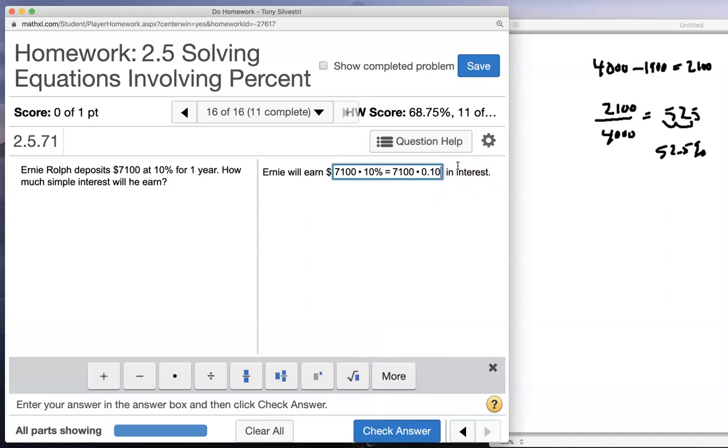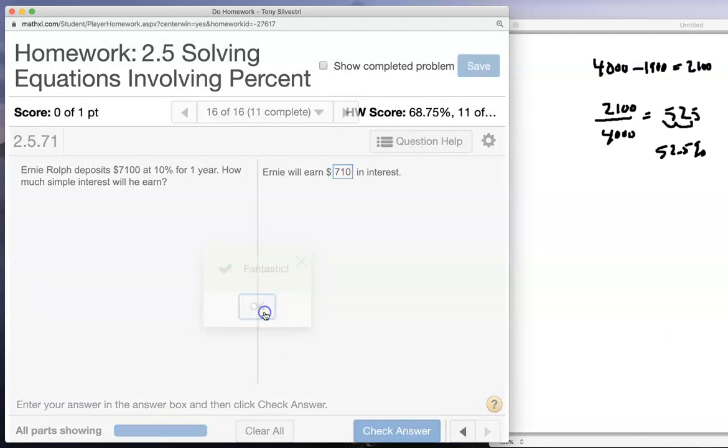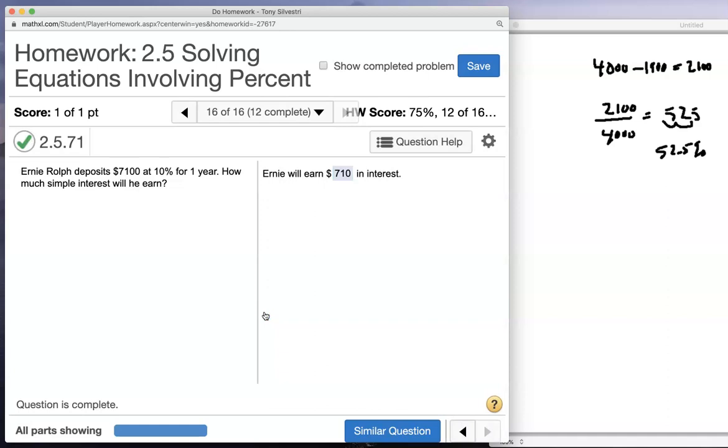So at the end of that year, in addition to the original money you put into the bank, you're going to get $710. Your bank account is going to have $7,810. But all they want is the interest, so we put that in there. That's the final answer, and we're done with percentages.